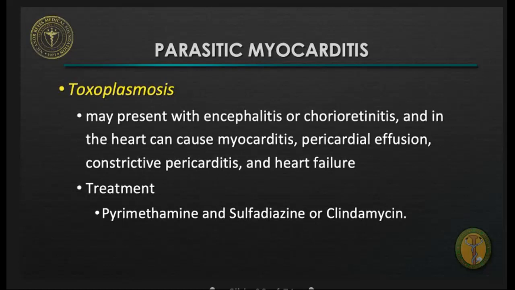The diagnosis may be suspected in the immunocompromised patient with myocarditis and serologic evidence of toxoplasmosis. Sampling may reveal the cyst in the myocardium, and treatment is a combination therapy which includes the use of pyrimethamine and sulfadiazine or clindamycin.